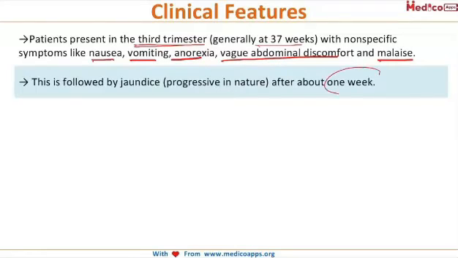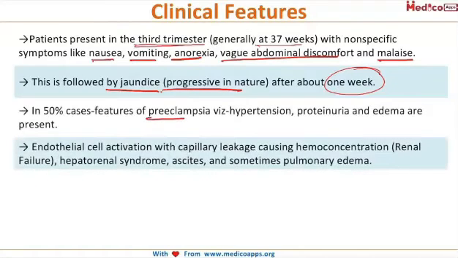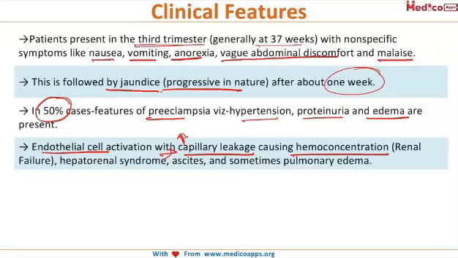And 1 week after these non-specific symptoms start, jaundice develops, which is progressive in nature. And 50% of these patients progress to have features like that of preeclampsia, that is hypertension, proteinuria and edema. Now, as we have told, accumulation of this long chain fatty acid leads to acute liver injury and endothelial cell activation. Because of endothelial cell activation, there will be increased capillary permeability which will lead to hemoconcentration, and this in turn may cause renal failure. And this is together called hepatorenal syndrome.